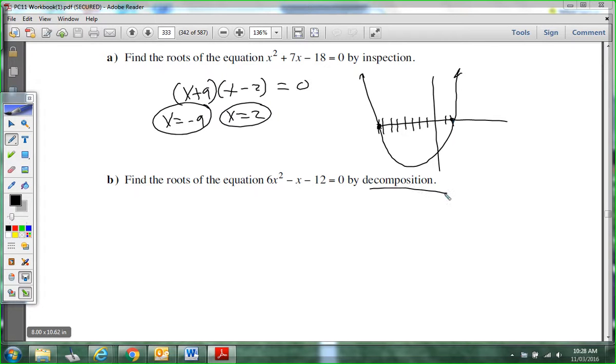Okay, find the roots of 6x squared minus x minus 12 by decomposition. Remember, we use decomp when there's a number in front of the x squared. The very first step of doing decomp is timesing the front and the back. 6 times negative 12 is negative 72. Factors of 72 that are 1 apart is 8 and 9. The middle is negative, so I want negative 9.